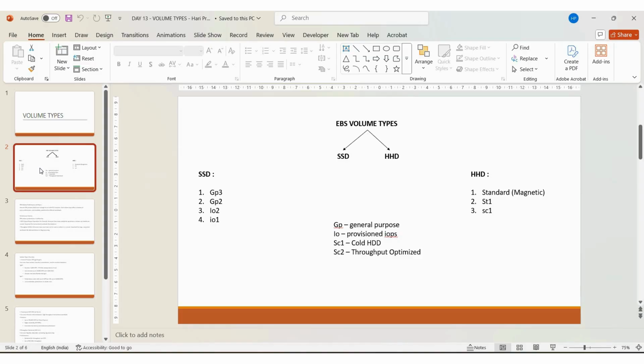Cold HDD is a lower-cost storage for infrequently accessed data. Think of a storage warehouse: you keep old stuff there because it's cheap. You don't visit often, and when you do, it's slow to get things out. For example, backing up 5 years of data will take around 6 to 7 hours. This is called cold HDD.